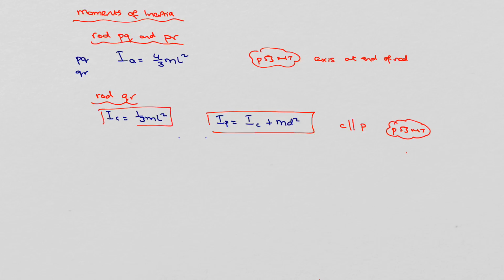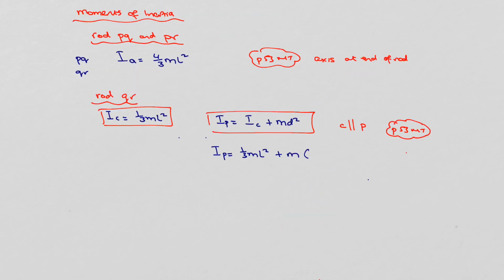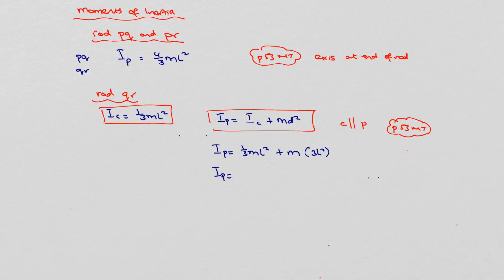So therefore, if I work out the total moment of inertia, it's a third ml squared plus the mass times d squared. Now if I go back, d squared was 3L squared. So if I combine those two together, the moment of inertia through P, that should also say P as well, is going to be 10 over 3 ml squared.